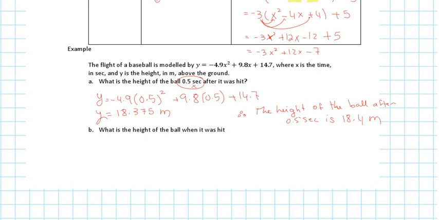What is the height of the ball when it was hit? 14.7. That's the initial height. That's the y-intercept, right? When you're starting, your starting point is at 14.7. You should say the height of the ball when it was hit was 14.7. Write that statement.